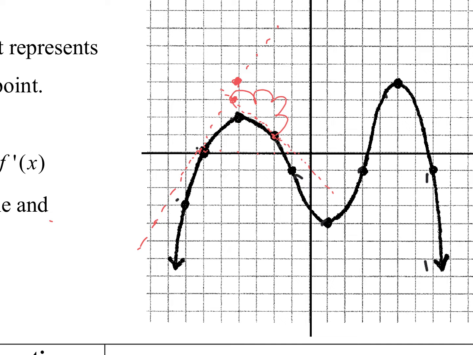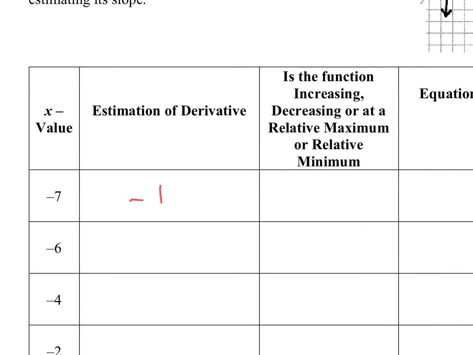So obviously that's going to be positive. 1, 2, 3, 4, 1, 2. 4 over 2, positive. That looks like a 2. 4 over 2 would be 2. I'm just estimating it. I could be wrong, and you may have a different estimate. If you use a straight edge and you actually find very good points, you'll be more accurate than me.